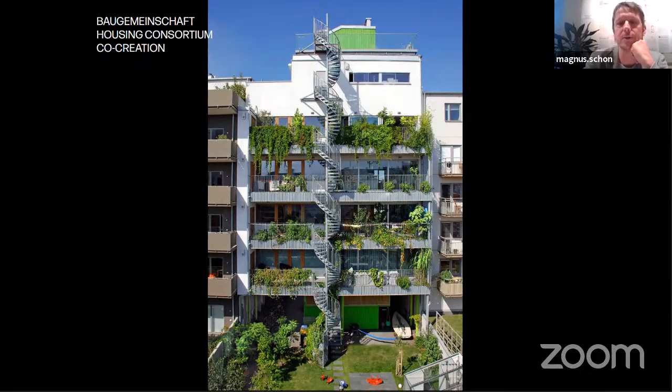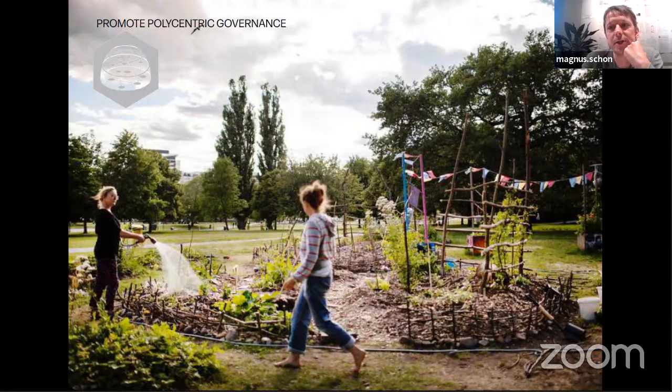And the last principle is to promote polycentric governance. It's a tricky one for us working commercially, but I have a good example from Stockholm. It's a park quite close to where I live. I'm not involved in this at all, but it's an initiative from local citizens to take care of an existing park and to do agroforestry and urban gardening there. And it's open to everyone. Everyone can participate.